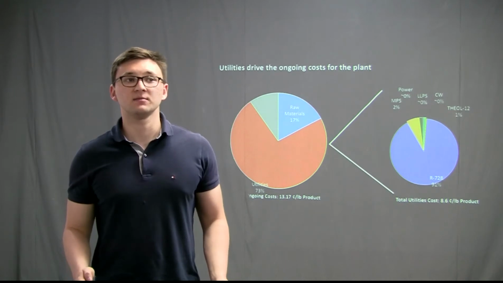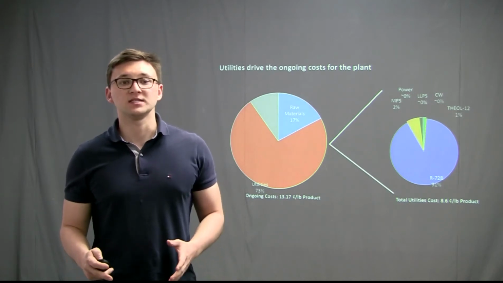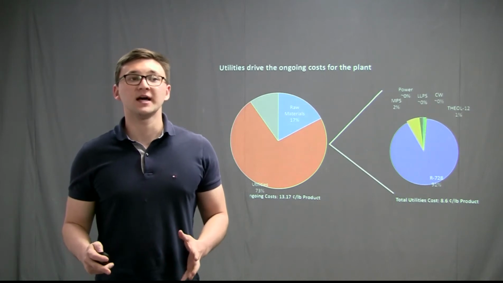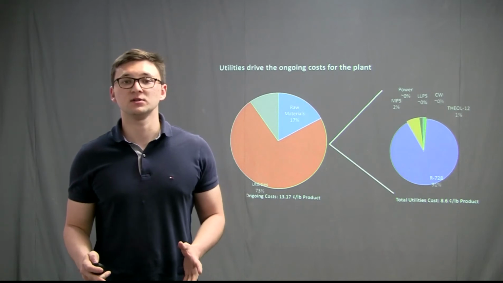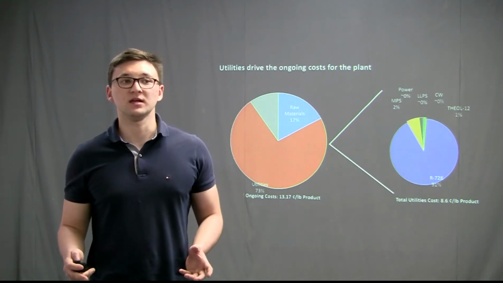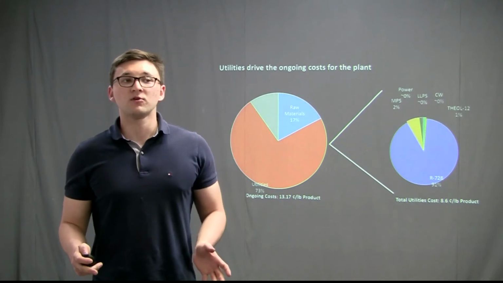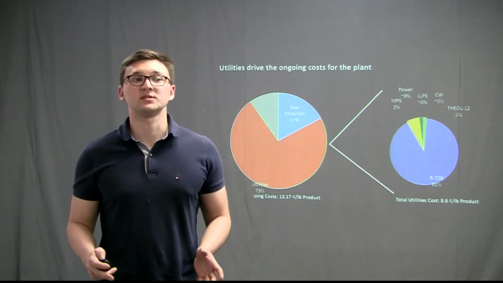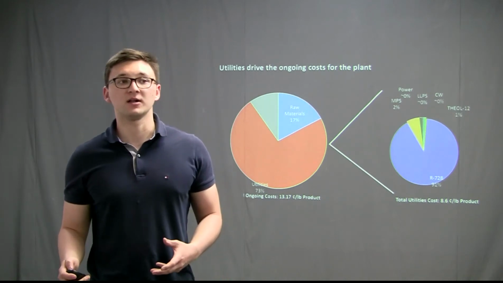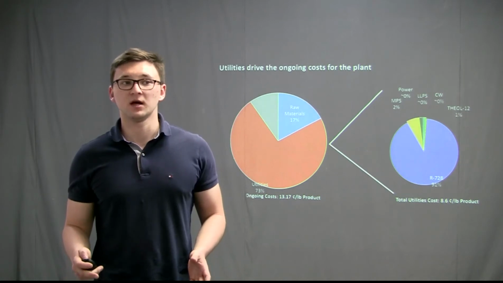And this could be explained by further breaking down the utilities costs. And you can see that on that pie chart. More than 90% of the utility costs resulted from the refrigeration and cryogenic units using our main refrigerant R728. Overall, these utilities costs amounted to 8.6 cents per pound of final ammonia, compared to the overall operating cost of 13.7 cents.